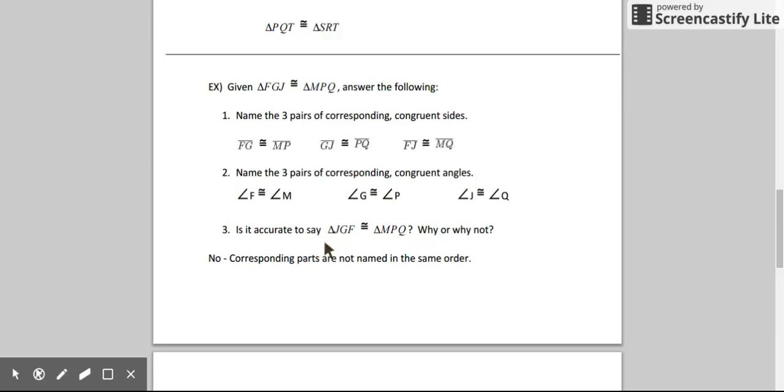Lastly, let's just make sure that we understand how to name congruent triangles. Is it accurate to name these two triangles as triangle JGF and say it's congruent to triangle MPQ? Well, no, we can't do that because corresponding pieces are not in the same order. So we can't say that angle J is congruent to angle M. They're not corresponding. They may not be congruent. And so we wouldn't want to name them that way. We would want to name corresponding pieces in the same order. So make sure that if you were to rename these, that you kept corresponding pieces in the same order.